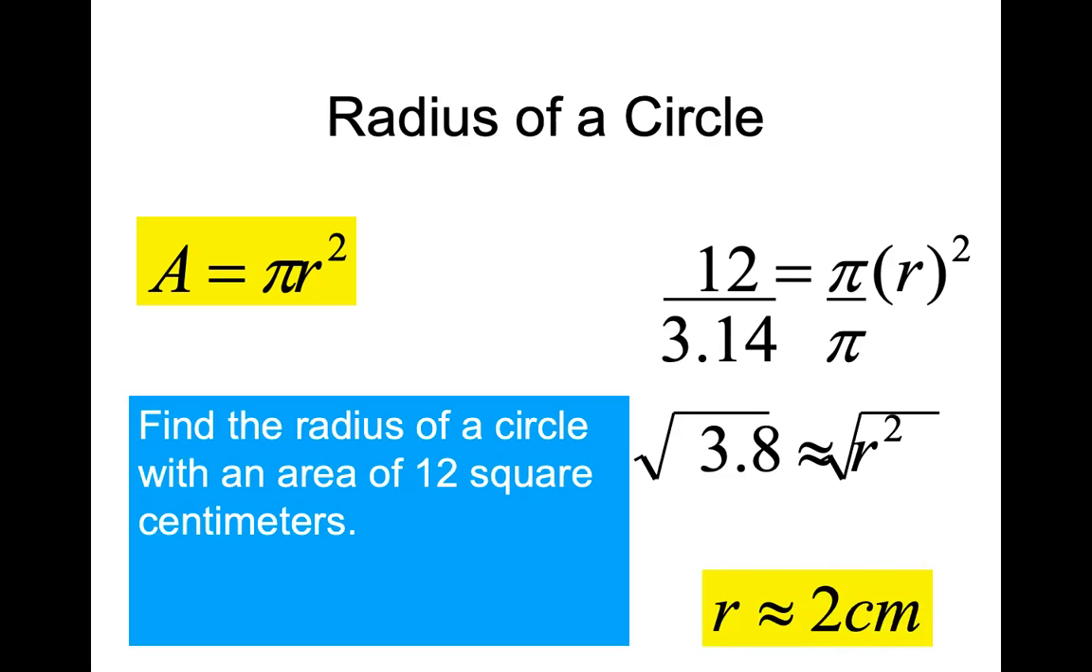I rounded it to 2. It's actually 1.9. If you aren't getting 1.9 rounded to 2, you don't know what you're doing. Let either me or the person sitting next to you help you, show you what you did wrong. Is everyone claiming you got this right? Yes. Jenna, you got this right?